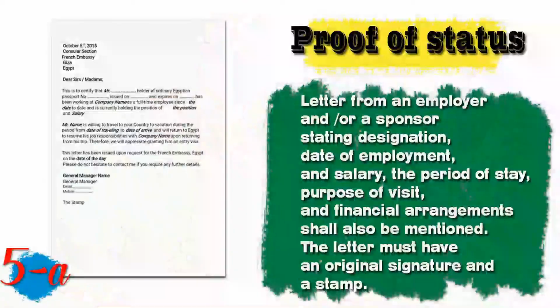Number 5, you will need a proof of status. The proof of status varies. If you are an employee or work in a company, you will need a letter from an employer or HR office or your sponsor stating designation, the date of employment, the salary, the period of stay, and purpose of visit, and financial arrangements shall also be mentioned. The letter must have an original signature and a stamp.